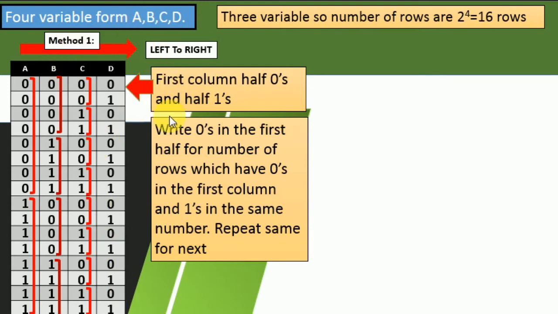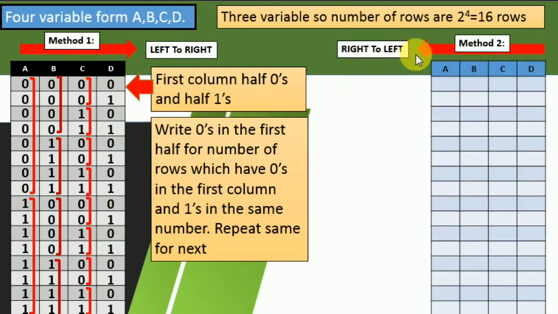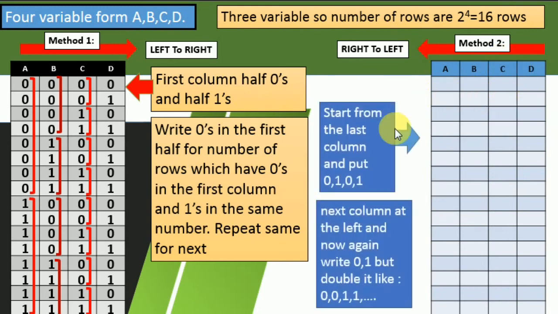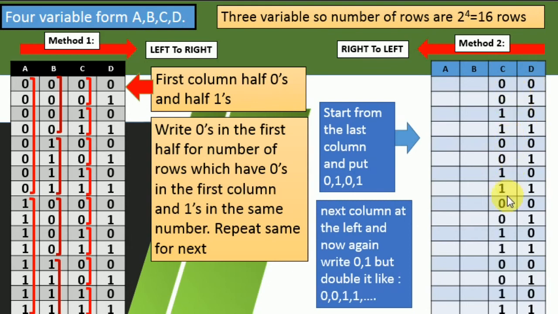Next, method 2, start from right. You already know that. In this case, start from the last column. What is that? D, and put 0 1 0 1 0 1 0 1 in all those 16 rows for the D column. Next is going to be double the value. That means this 0 is going to be double 0, double 1: 0 0 1 1 0 0 1 1, like this.